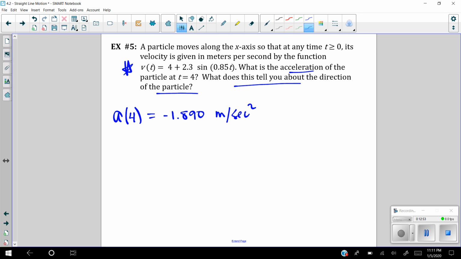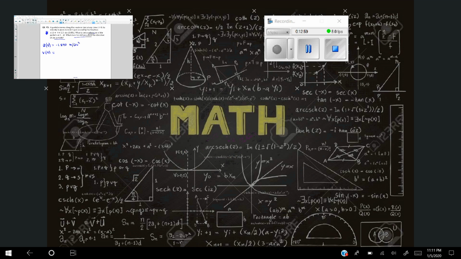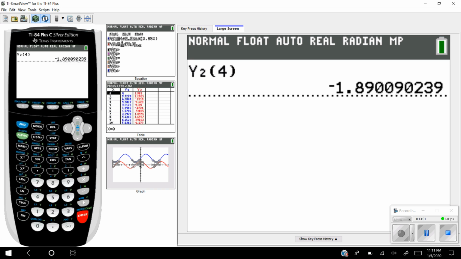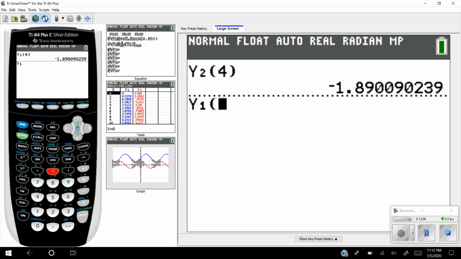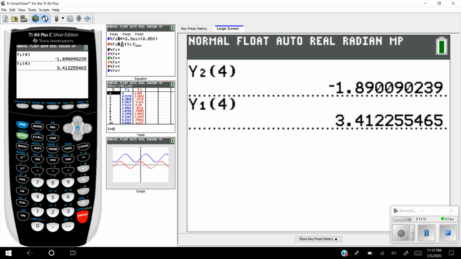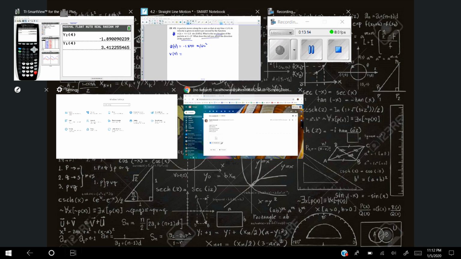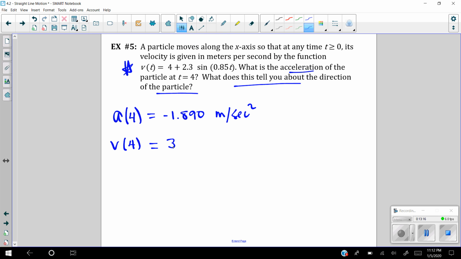So direction is actually given to us by velocity. So I'm also now going to get the velocity at t equals 4. And that is what we stored in for y1. So I'm just going to go alpha trace y1 at 4. And we get 3.412. Okay. So 3.412 meters per second.